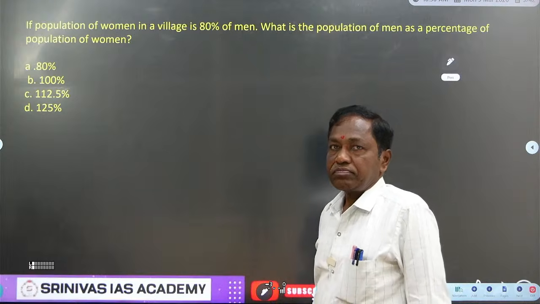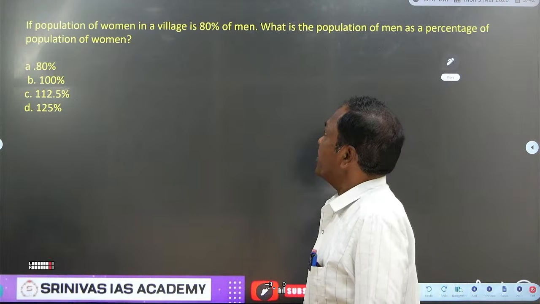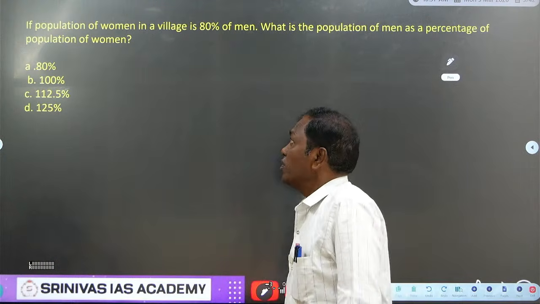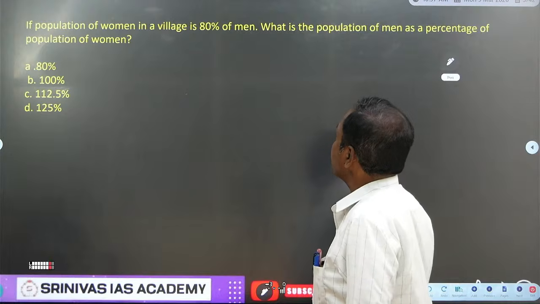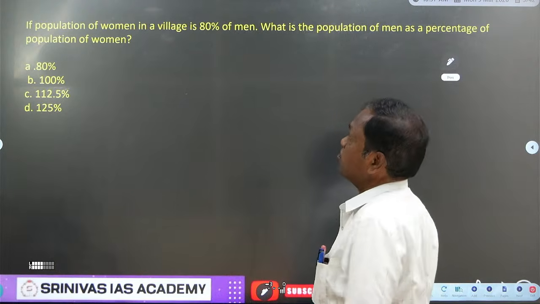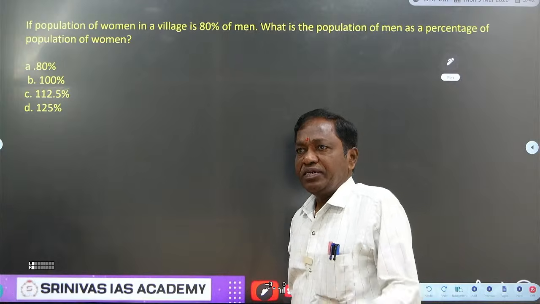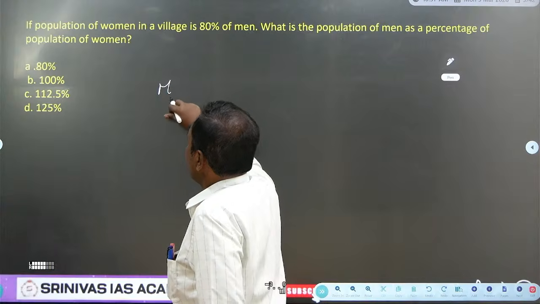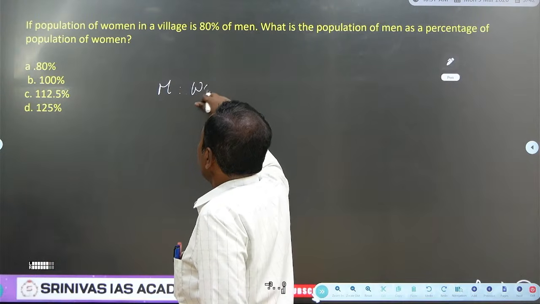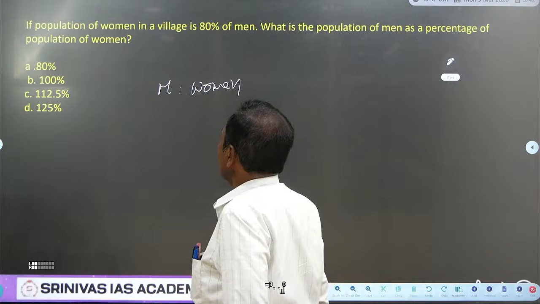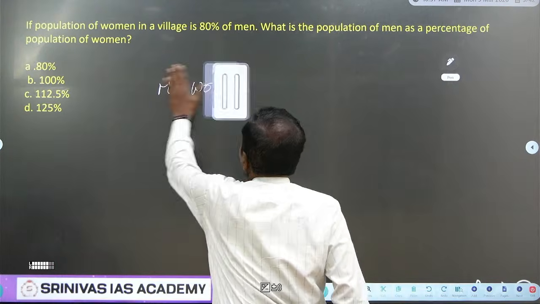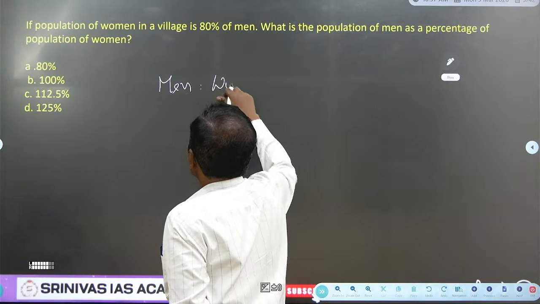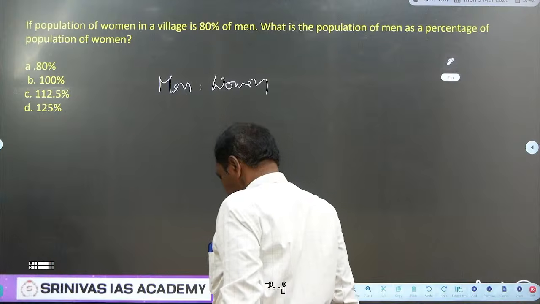Next, if population of women in a village is 80% of men, how do you write now? First you read the question properly. Population of women in a village is 80% of men. What is the population of men as percentage of population of women? The men, women is given. Right. Even you can write still more. Men is to women.